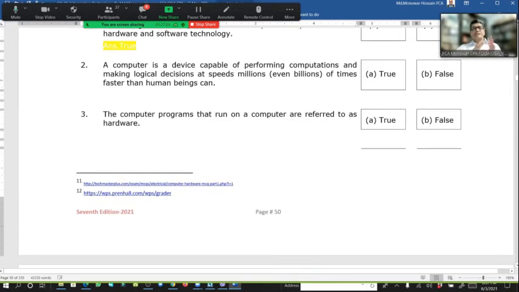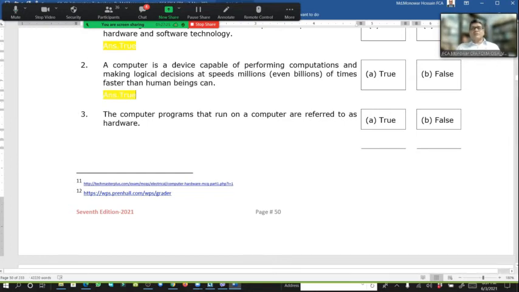So the answer is true. If we go to number 2, a computer is a device capable of performing computation and making logical decisions at speeds millions, even billions of times faster than human beings can. It is also true, sir. Yes.